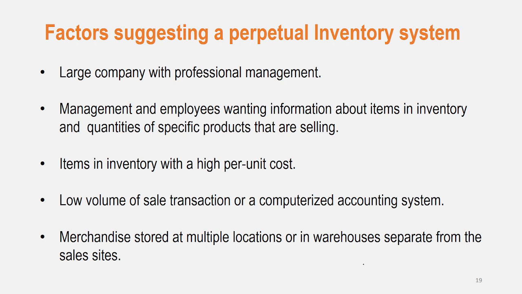The next item is items in inventory with higher per unit cost, where the perpetual inventory system is preferred. If your inventory includes items with a high per unit cost, such as electronics or luxury goods, a perpetual inventory system can help prevent costly stock outs or overstocking by providing accurate inventory tracking.